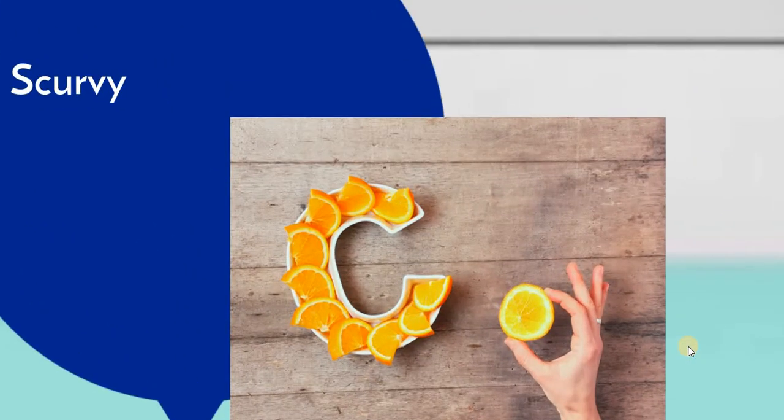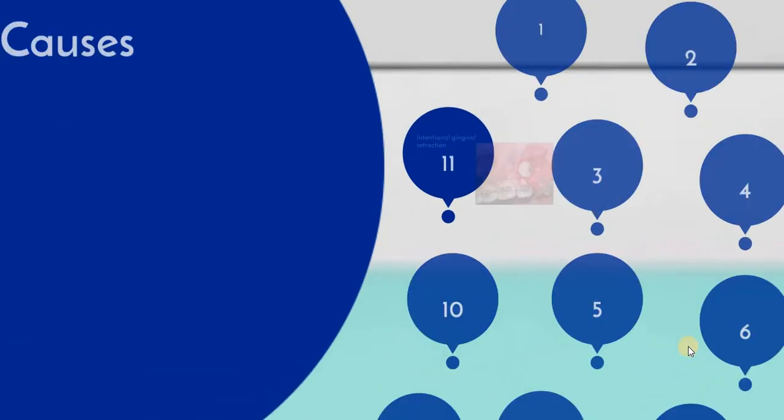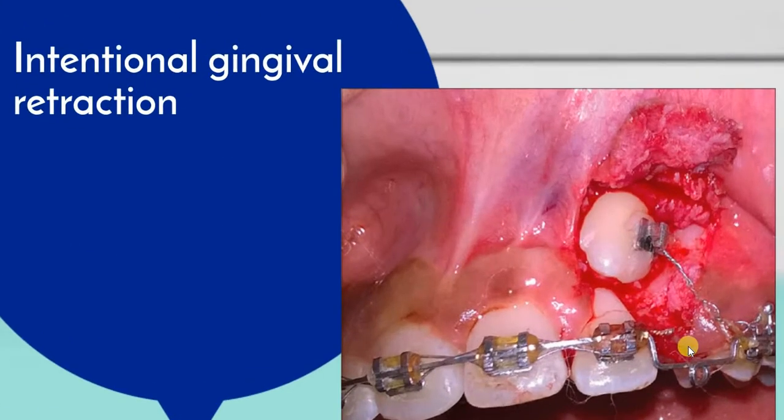Another cause is scurvy or vitamin C deficiency. It will lead to thinning of the gingiva and subsequently leading to gingival recession. And finally, and this is the least powerful cause of gingival recession, is surgical exposure of the tooth. Improper technique may lead to gingival recession in these cases.